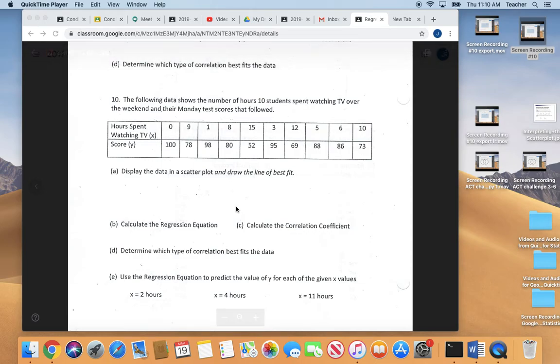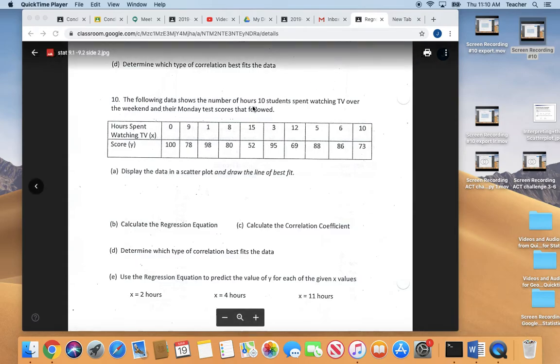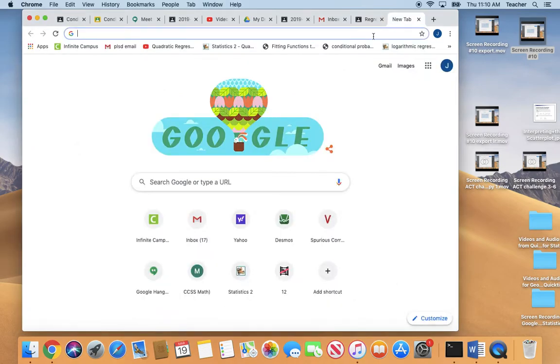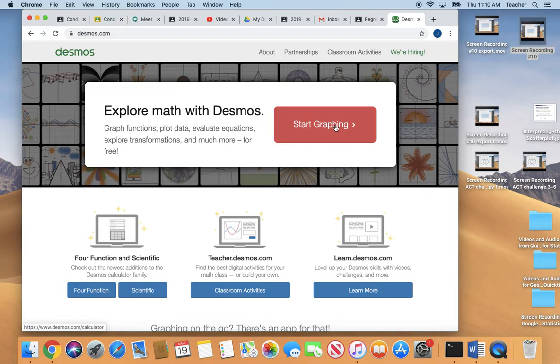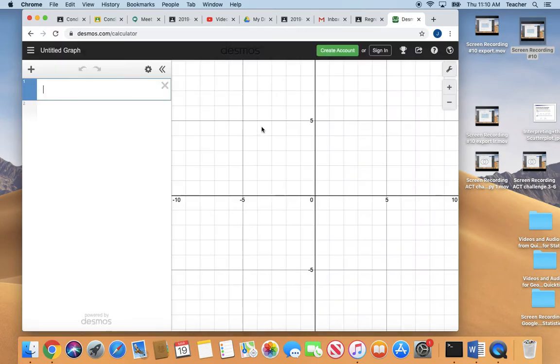Guys, I was going to make a video to help you with number 10 on the worksheet that's due today. So in your calculator or on Desmos, the first thing you have to do is put your data into your table or into L1, L2 like we've been doing. So I'm going to go ahead and take this data from number 10 and do that. I'm going to go into Desmos so you can see it, and I'm going to put in a table.